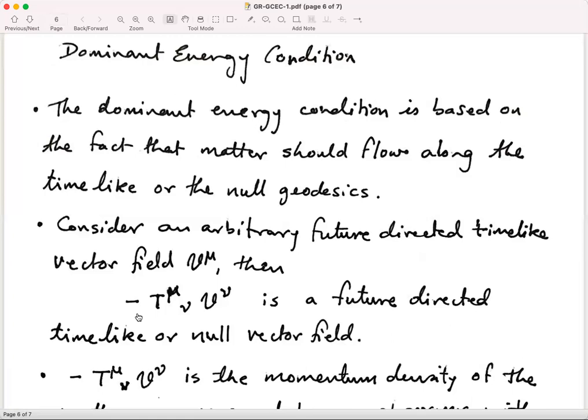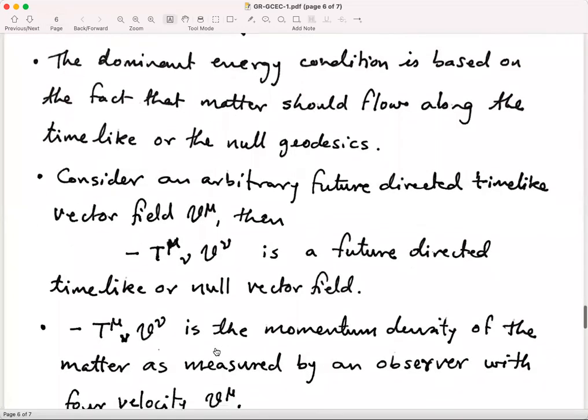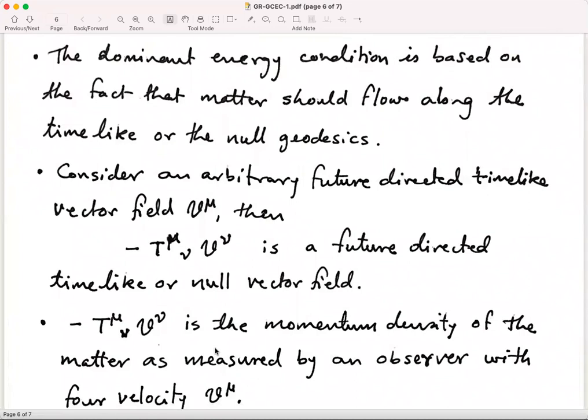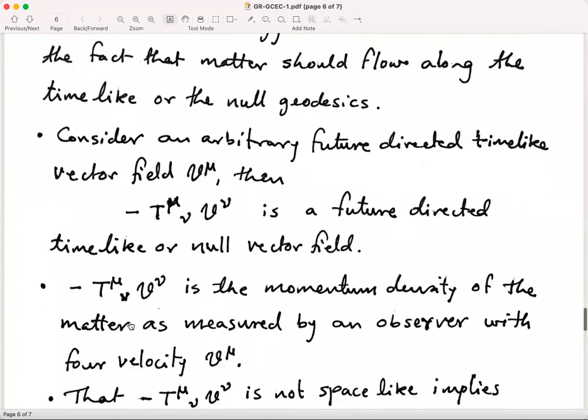Now it is easy to see that minus T mu nu V nu is the momentum density of the matter as measured by the observer with four velocity V mu. Imagine an observer who is stationary, then V mu would be just V0. That is the only non-vanishing component of the four velocity; all the spatial components of the velocity vanish. In that case, minus T mu nu V nu would give you T mu 0 V0, because that is the only non-vanishing component, and clearly T mu 0 is the momentum density. Notice that T mu 0 with the index zero downstairs, when you push it up, would suffer one minus sign. That is why this quantity is actually the momentum density of the matter.